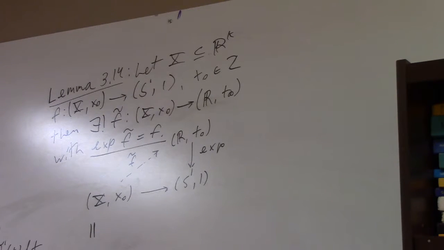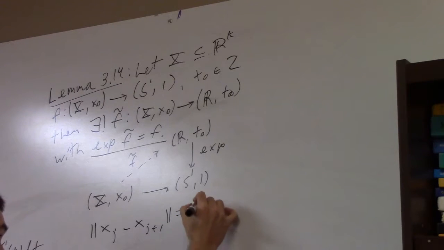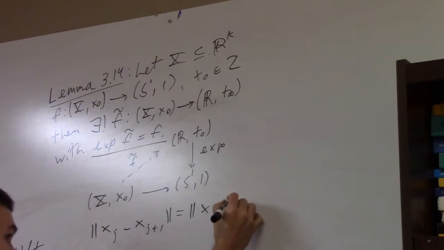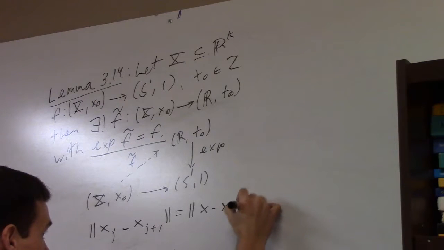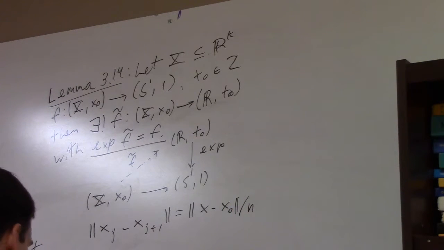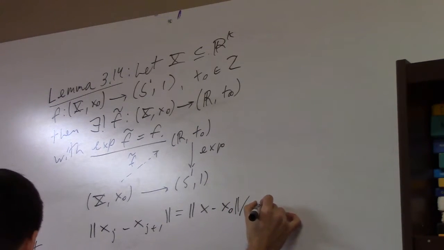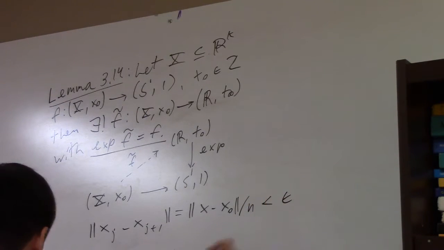They have the norm of x sub j minus x sub j plus 1 equal to the norm of x minus... That equals, because what they're saying is that the length between any particular pair is the same. So that is equal to that over n, and children should be able to understand that step, which is less than epsilon.